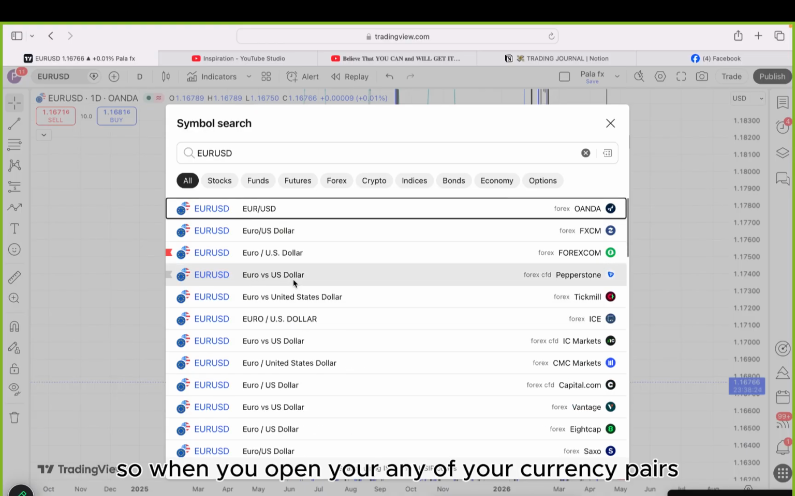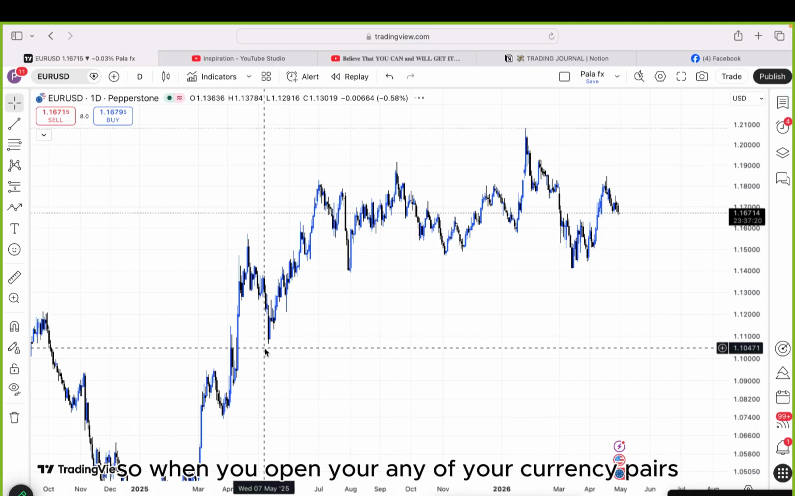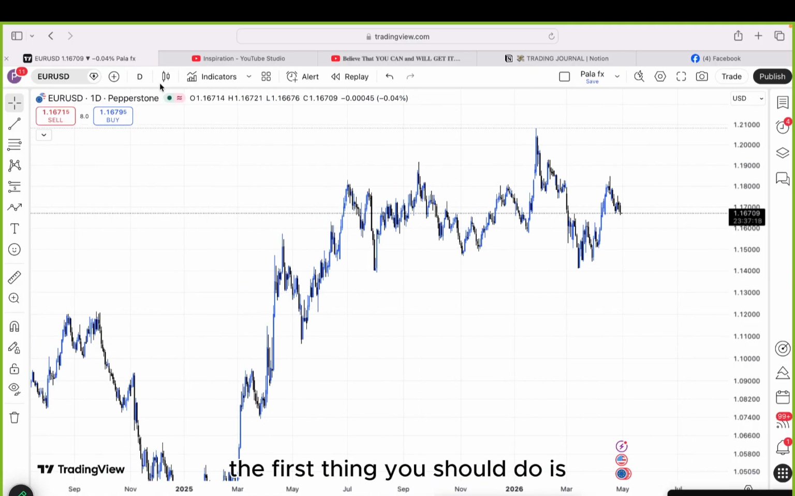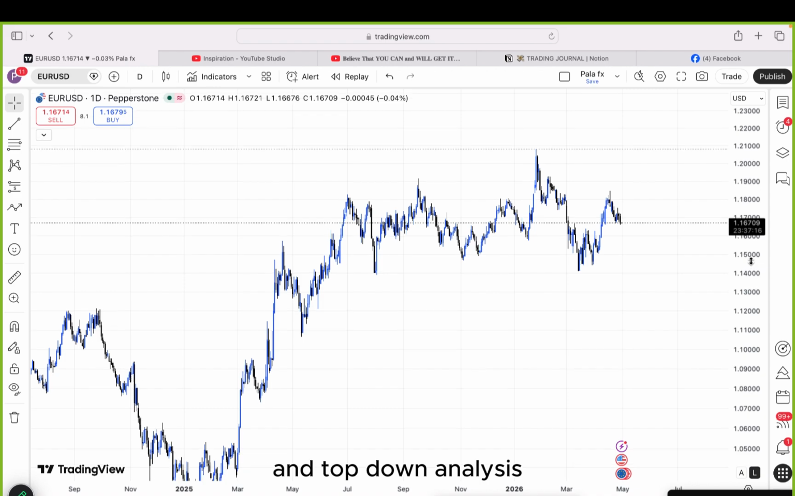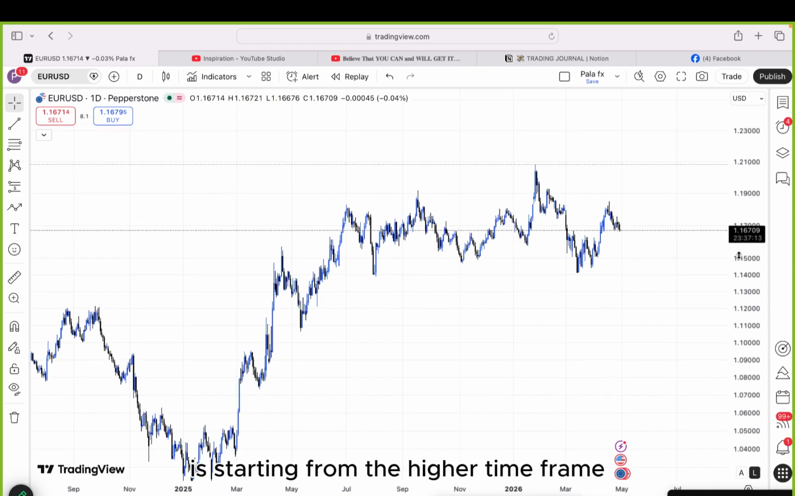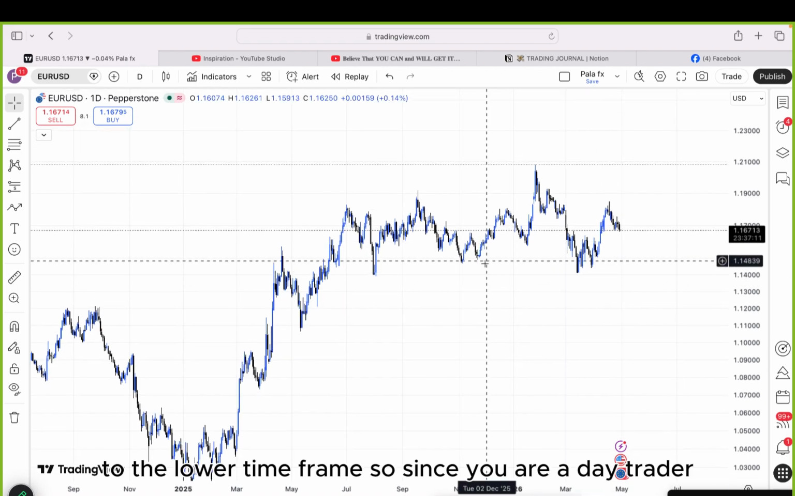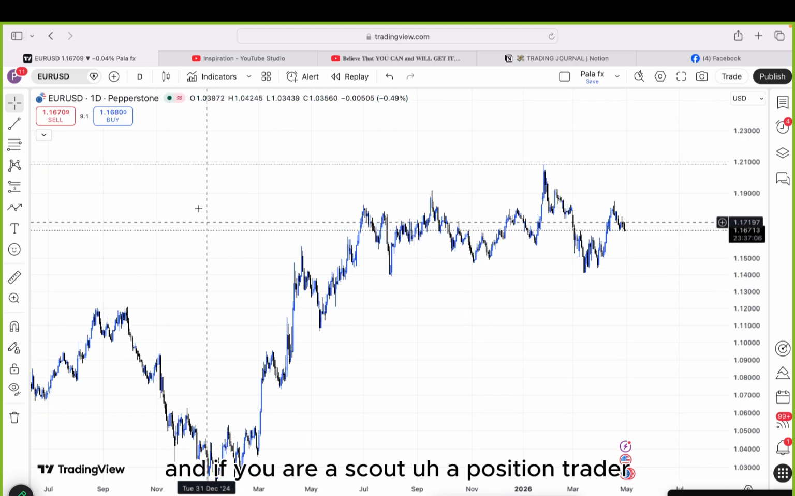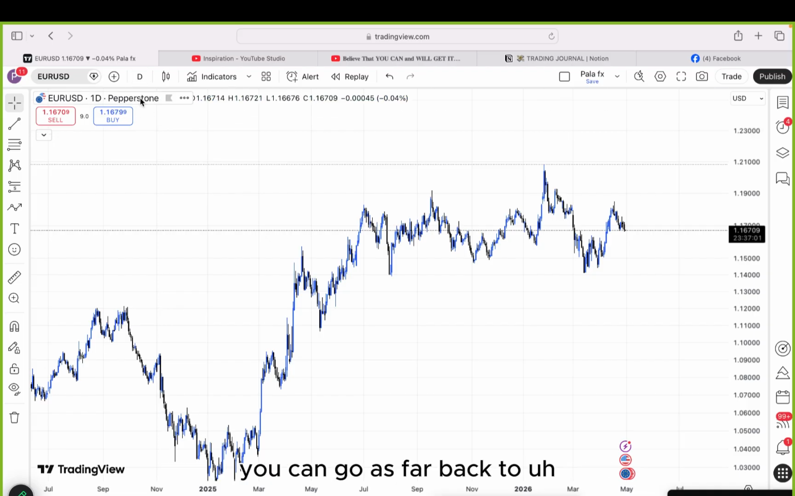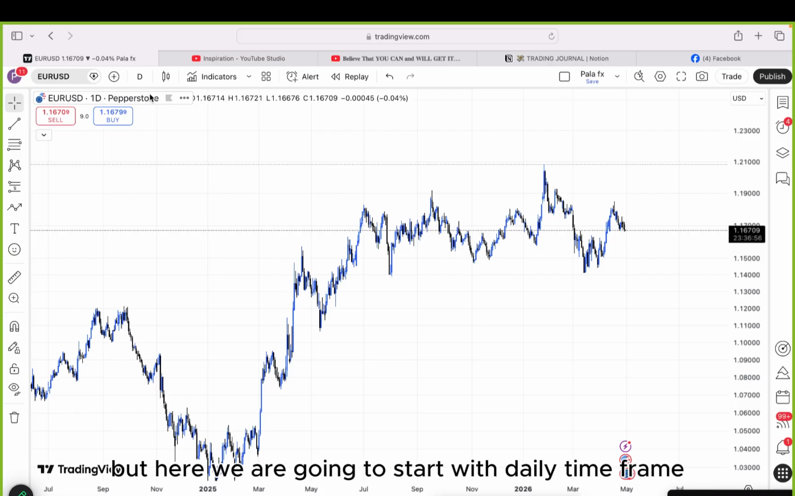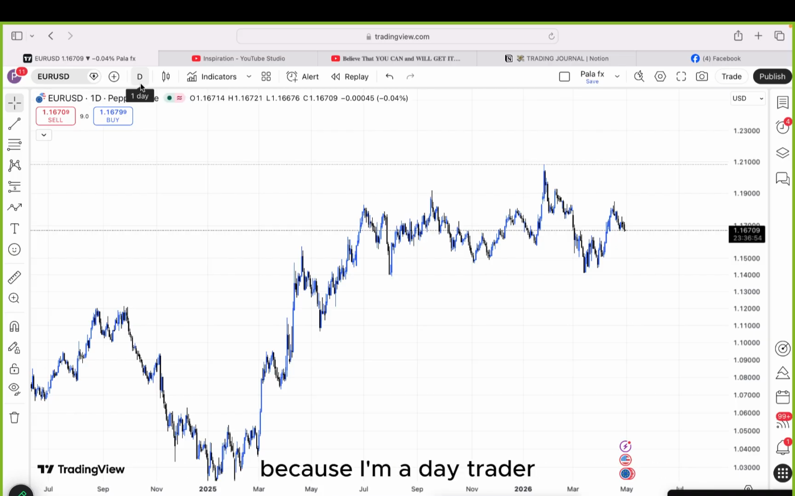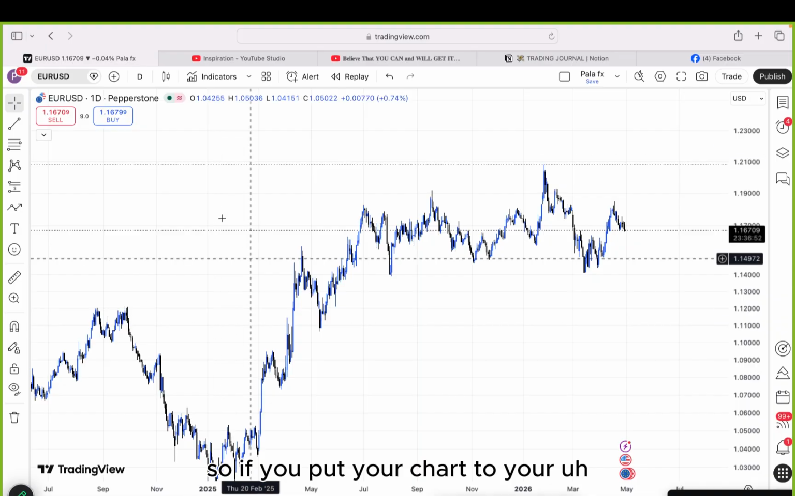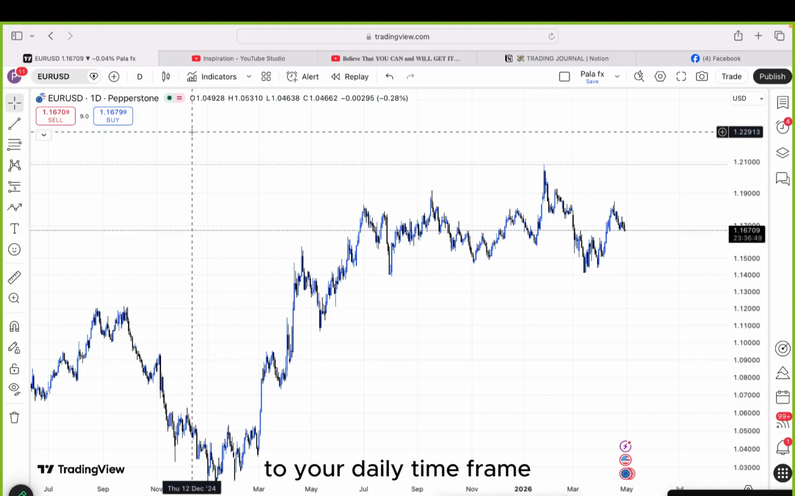All right. So when you open any of your currency pairs, the first thing you should do is your top-down analysis, which is starting from the higher time frame to the lower time frame. Since you are a day trader, you should start with the daily time frame. And if you are a position trader, you can go as far back as the weekly time frame. But here we are going to start with the daily time frame because I'm a day trader. So put your chart on your daily time frame.